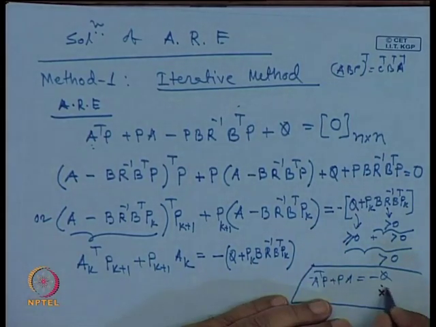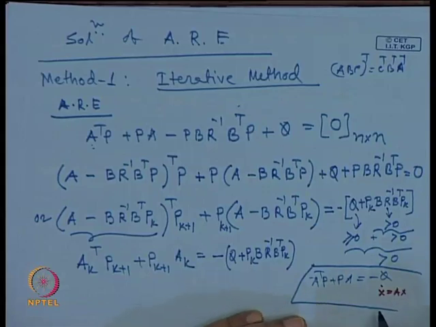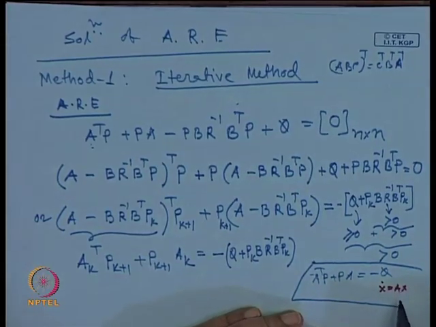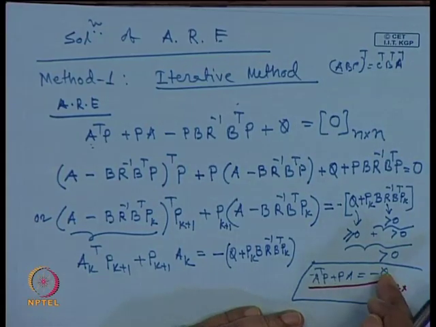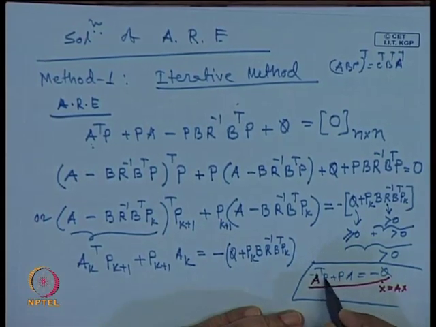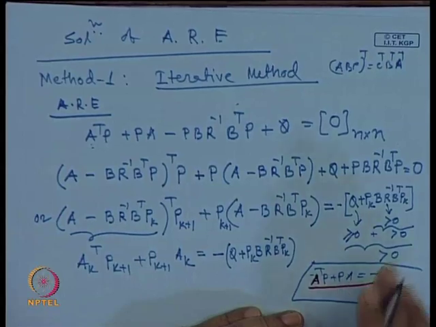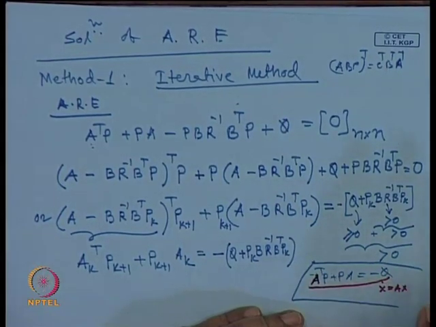Suppose I have x dot is equal to A x, and you want to study the stability of the system by using the Lyapunov function method. Then our condition is that if you solve this equation with an assigned value of Q positive definite, and if you get the solution of P positive definite, it indicates the matrix A is a stable matrix, meaning all eigenvalues of the A matrix have negative real parts.